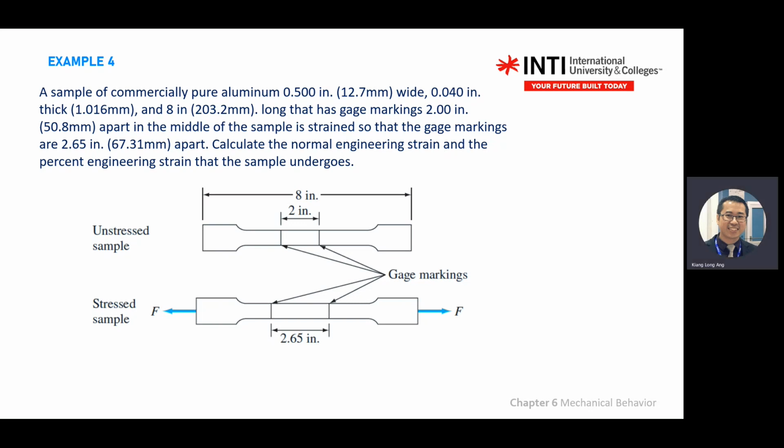So what is the strain for this case? What is the change of length? Change of length is what? 64.31 minus 50.8 divided by 50.8. So what do you get? 0.325. This is the strain. Percentage will be 32.5%.